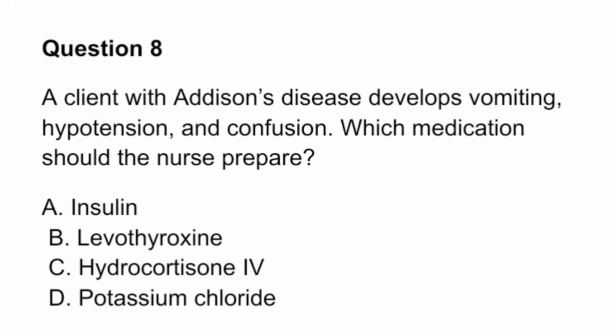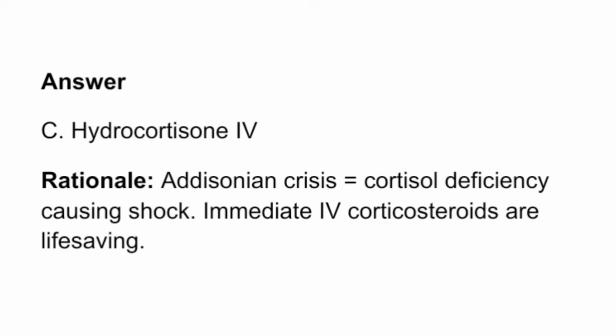Question 8. A client with Addison's disease develops vomiting, hypotension, and confusion. Which medication should the nurse prepare? A. Insulin. B. Levothyroxine. C. Hydrocortisone IV. D. Potassium chloride. The answer is C. Hydrocortisone IV. The rationale is Addisonian crisis equals cortisol deficiency causing shock. Immediate IV corticosteroids are life-saving.